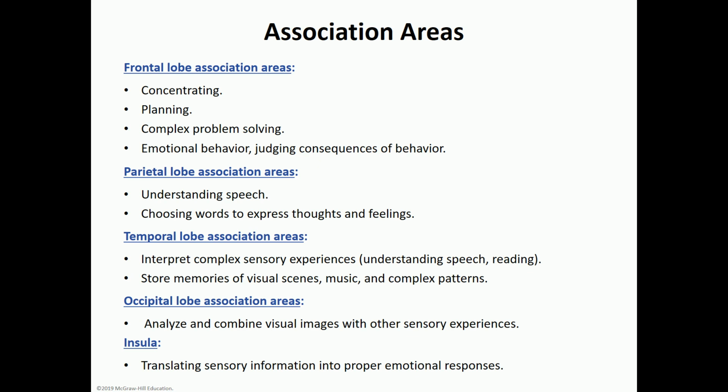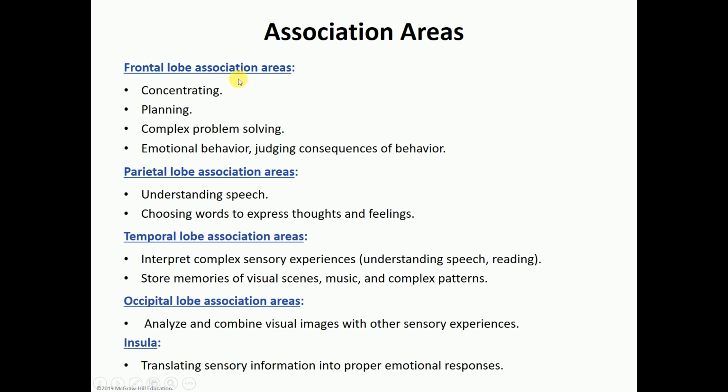The emotional behavior, so how do I respond maybe to somebody? Do I actually do that response, or do I change it a little bit because the consequences of my behavior are telling me maybe I should do it, maybe I should not. So all of these different thoughts are processed through the frontal lobe association area.